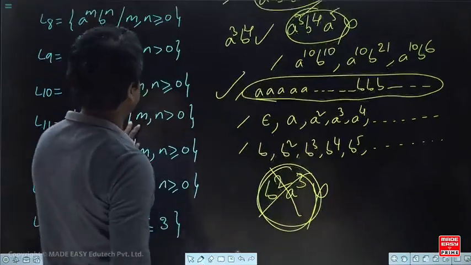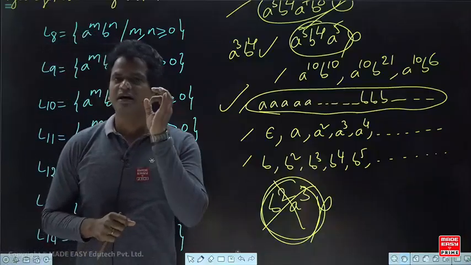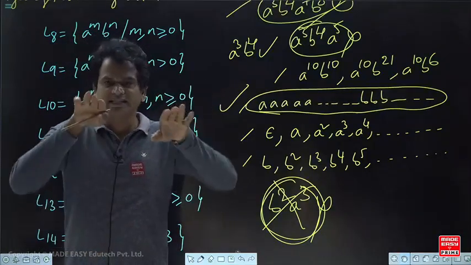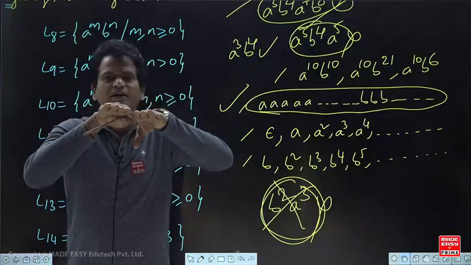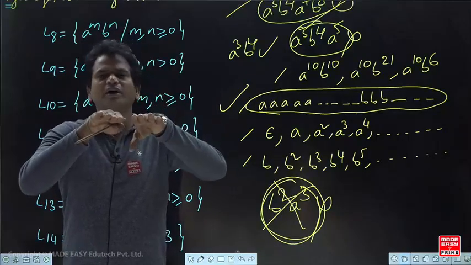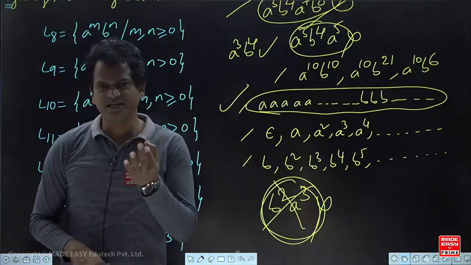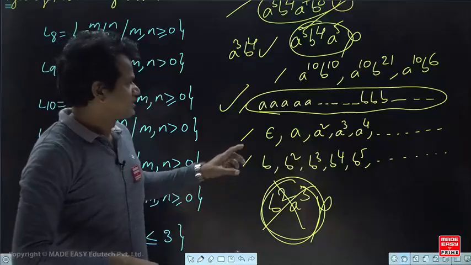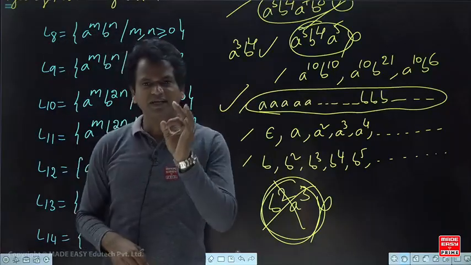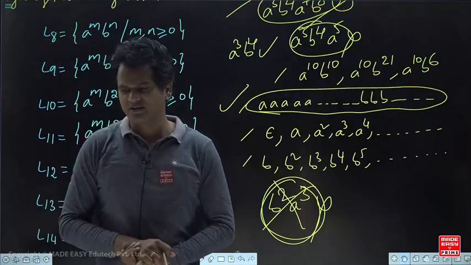So guys, finally, simply, the language can have only a's or only b's, or any number of a's followed by any number of b's. And a's and b's can be equal, or a's can be more, or b's can be more. If you can construct a finite automata to accept every such string of L8, then L8 is regular.